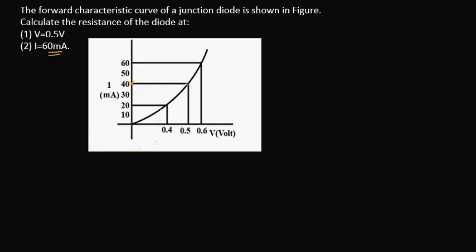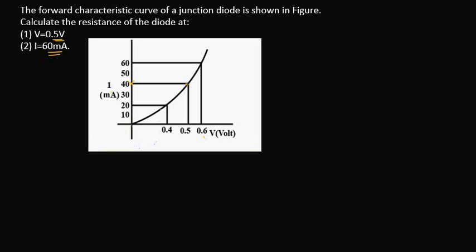Since this is a diode, you can see that the current versus voltage graph is not a straight line. The resistance is not a constant value. It will vary. So they are asking us to calculate the resistance at an interval where voltage is 0.5 volt.